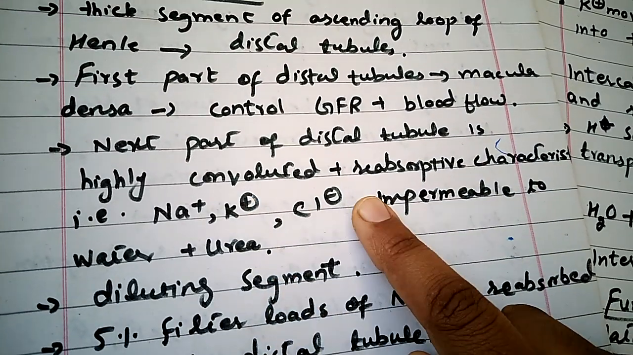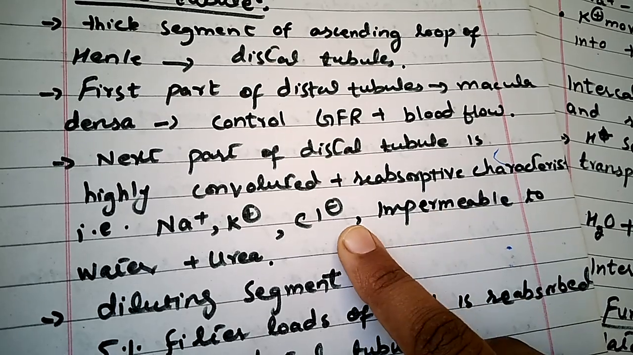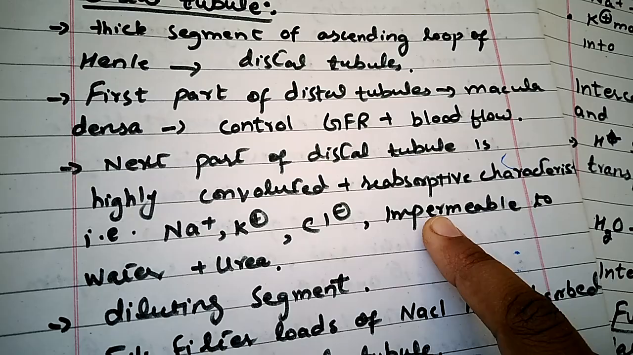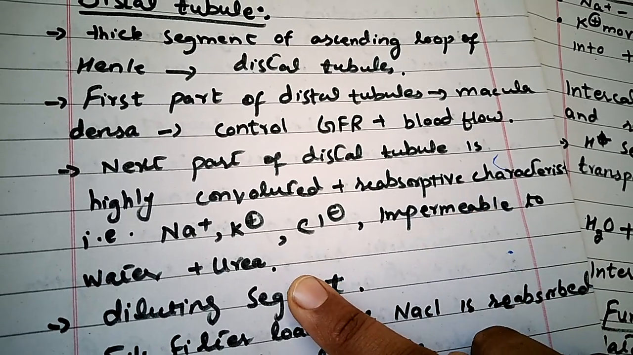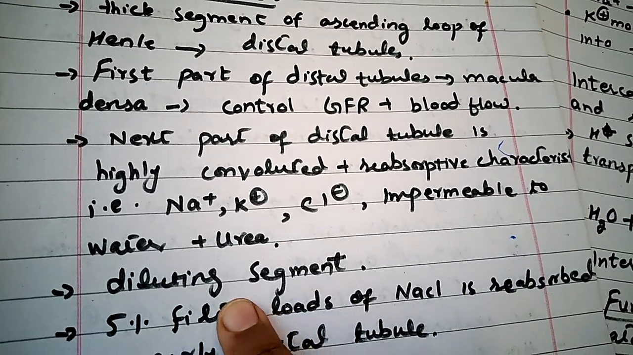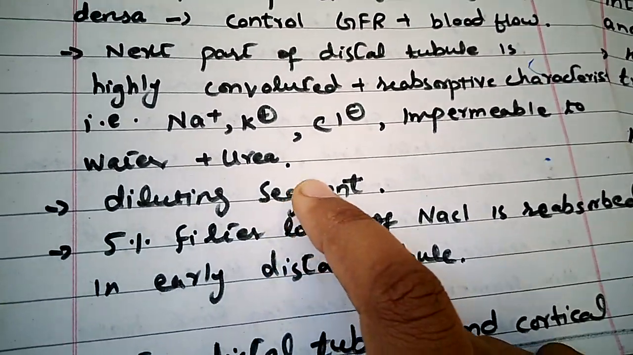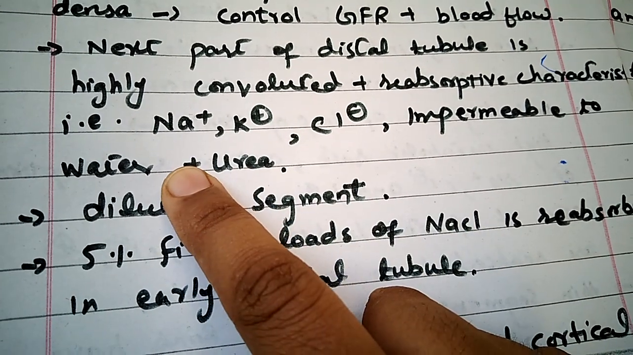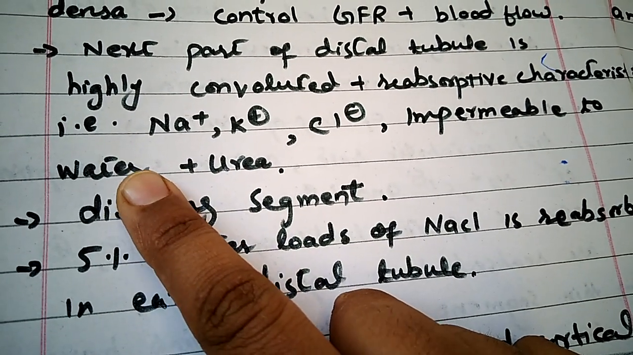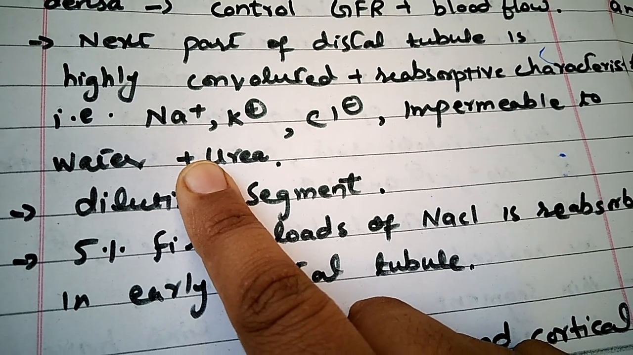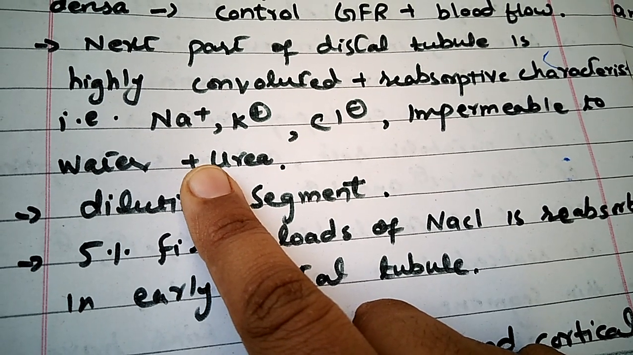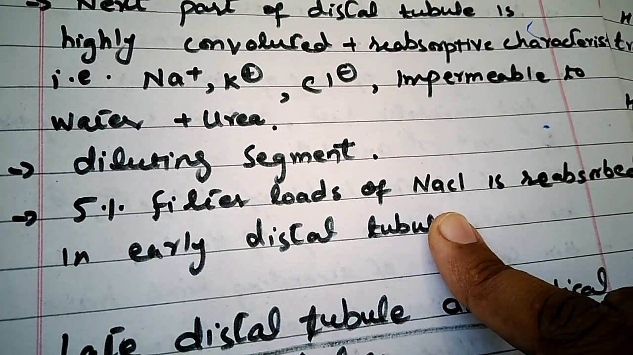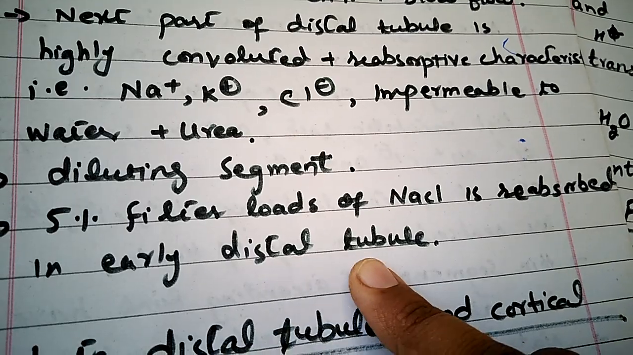characteristics. Sodium, potassium, and chloride are reabsorbed in the distal convoluted tubule, and this region is impermeable to urea and water. So we call this segment a diluting segment. Why? Because it is mostly impermeable to water, and when water is present in the tubular lumen, it causes dilution of the fluid present in the lumen. 5% of the load of sodium is reabsorbed in the early distal tubule.